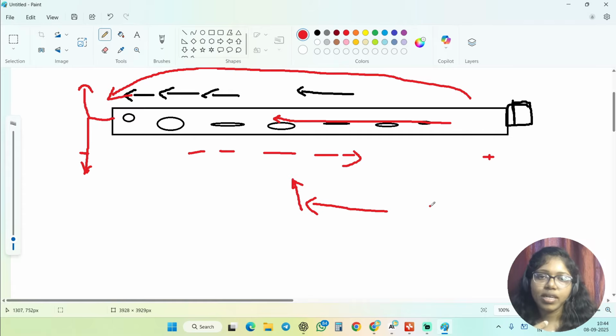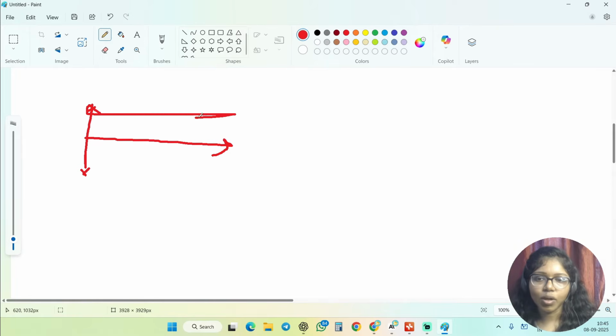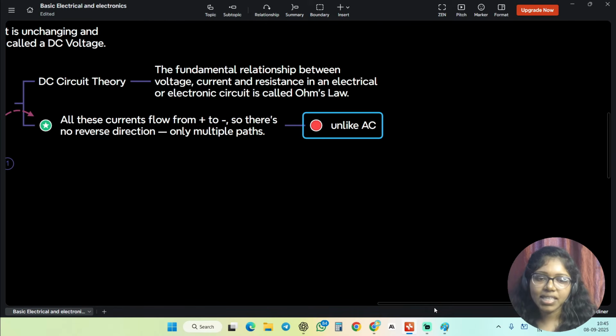The voltage and current are not going to change with respect to time, so you can see it is the same. Most of the time, if someone asks us to draw a DC circuit, we will draw it like this because the voltage remains the same. If you calculate with respect to time, the voltage is still the same. It is constant, unlike AC.